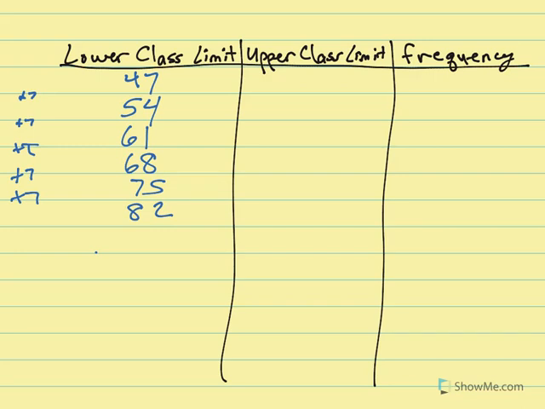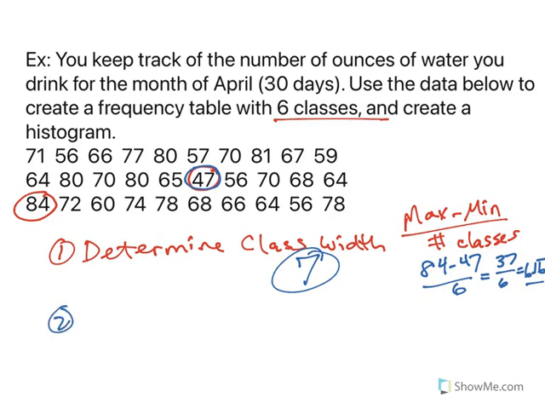To find my upper class limit, if I'm starting the next one at 54, then the previous one has to end before that. So you'll notice that I just go down, and again, the difference is 7. So from 53 to 60 is 7. 60 to 67 is 7. So 81 plus 7 is 88. And now I have my lower and upper class limits. So step 2 was the lower class limits and the upper class limits. Fill those in based off of your class width.